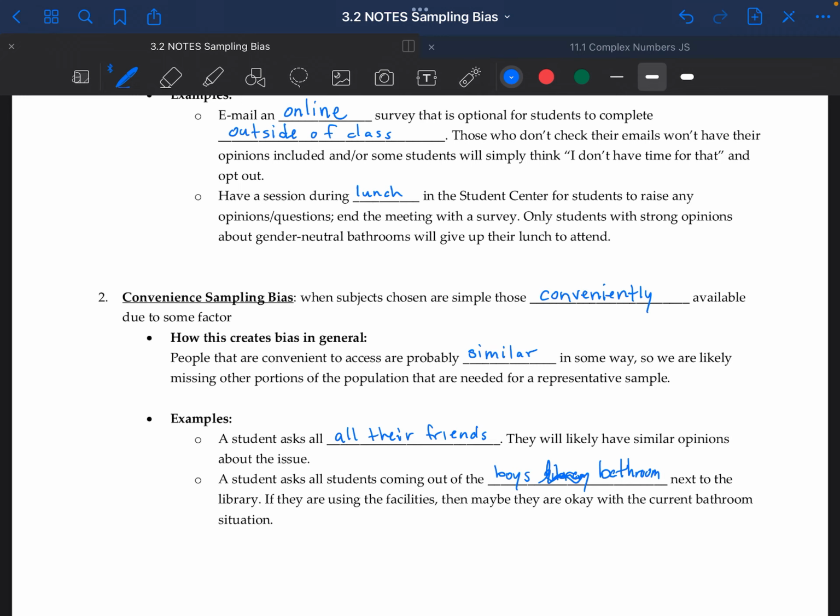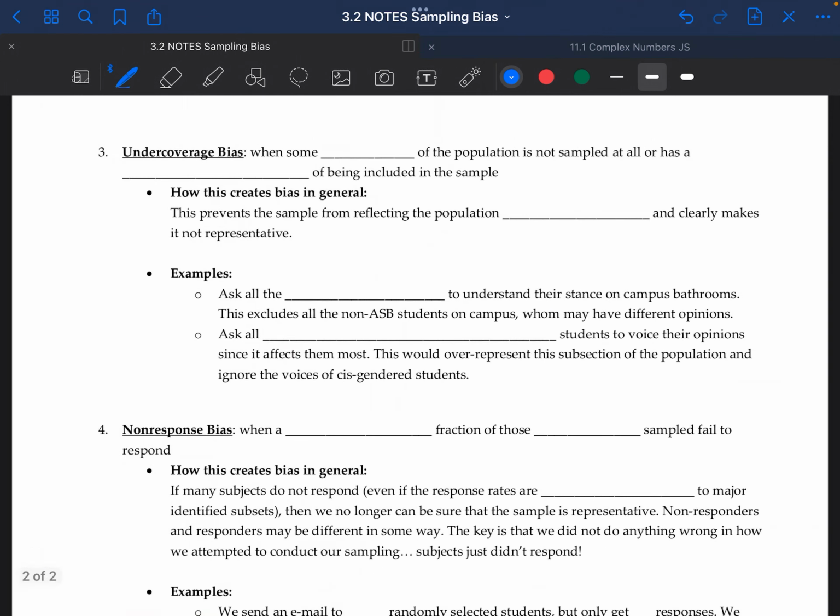So it seems like an interesting idea at first, right? Like, hey, we're asking about bathrooms, what if I hang out by the bathroom? A little creepy, but it also has these biases in there that we need to watch out for.